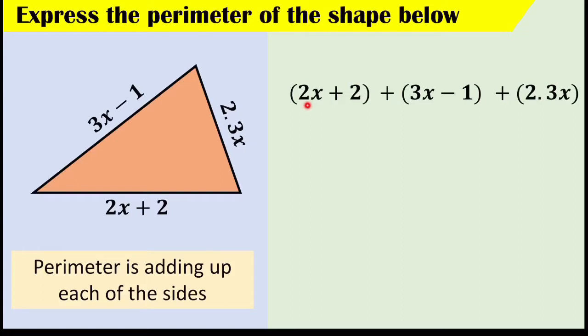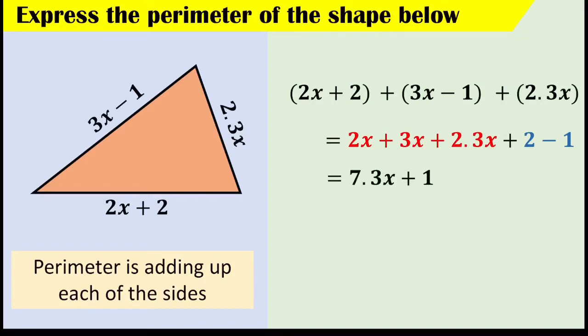How many x's do I have? Well, I have 2 here, 3 here, and 2.3 here. How many 1's do I have? Well, I have 2 here and negative 1 here. So here's me adding together our like terms. And we get 7.3x plus 1. Now, what's this representing? This is representing our perimeter.